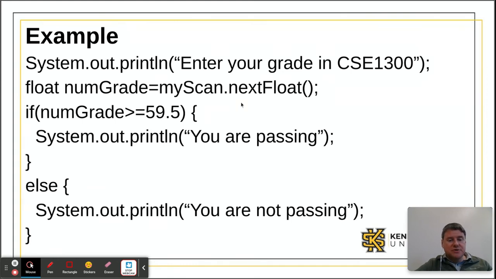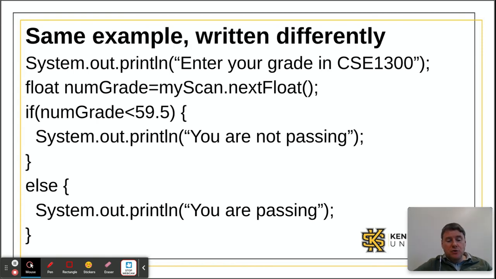All right, so as an example, enter your grade for CSE 1300, reads in a grade. If the grade is greater than or equal to 59.5, print out you're passing, otherwise print out you are not passing. This is just a very simple yes or no, you are passing the class. You could certainly have written this differently. If the number grade is less than 59.5, print you are not passing. Otherwise, print you are passing.